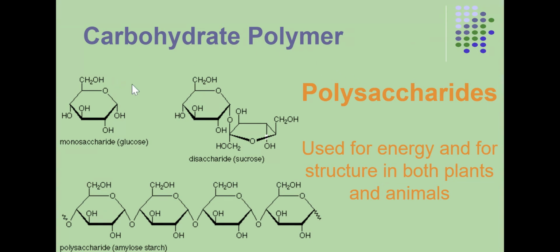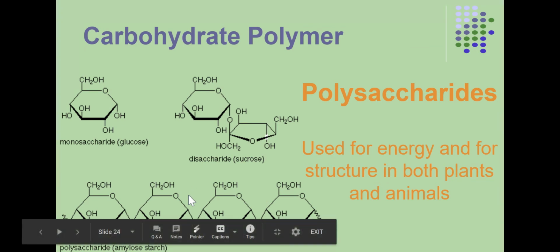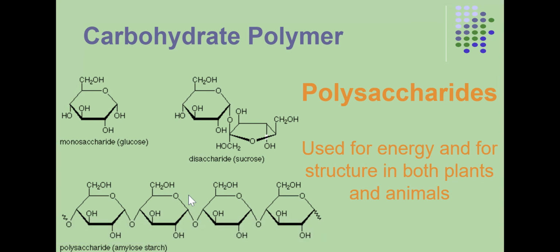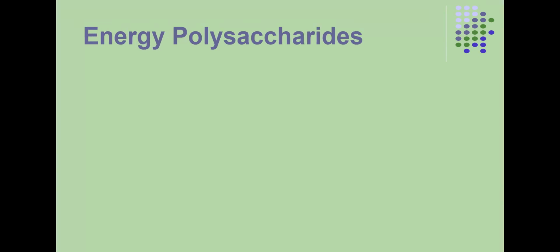Over here, you can see a couple examples. This is our monosaccharide. That's our monomer, monosaccharide, and that's a glucose. When you get two monosaccharides joined together, you can get what's called a disaccharide. Di means two, and sucrose is a great example. And then if you get many more than just two bonded together, like you do in the bottom picture on your screen, you get a polysaccharide. And poly here means many. So many sugars, polysaccharide. Let's break this down into the energy polysaccharides and the structure polysaccharides.